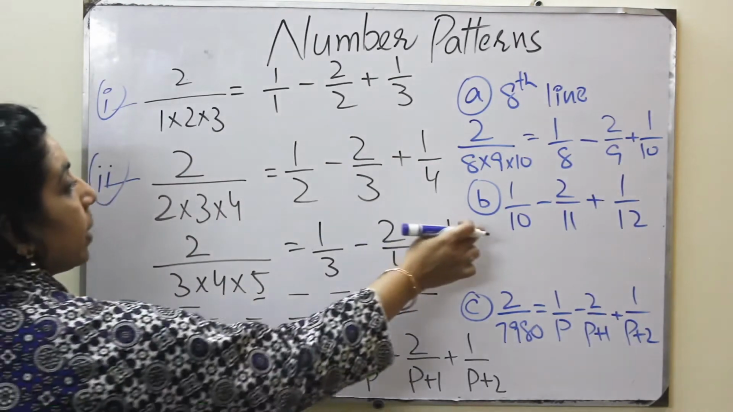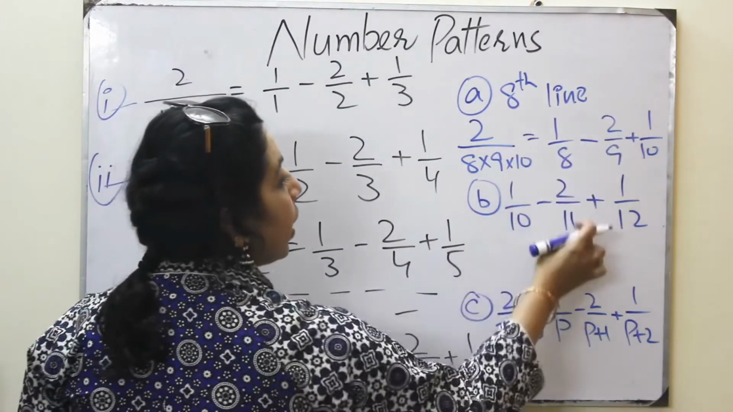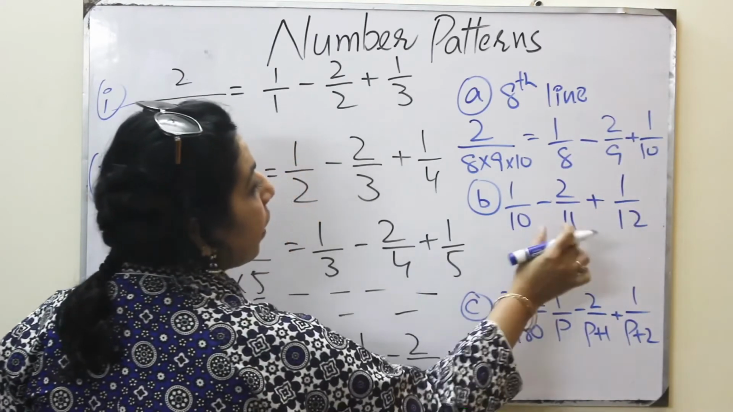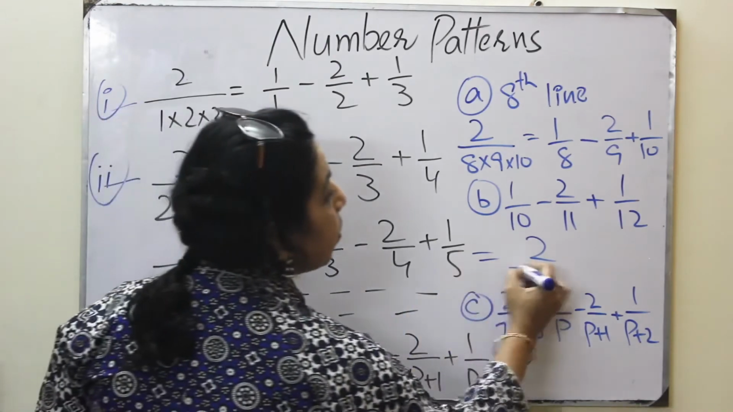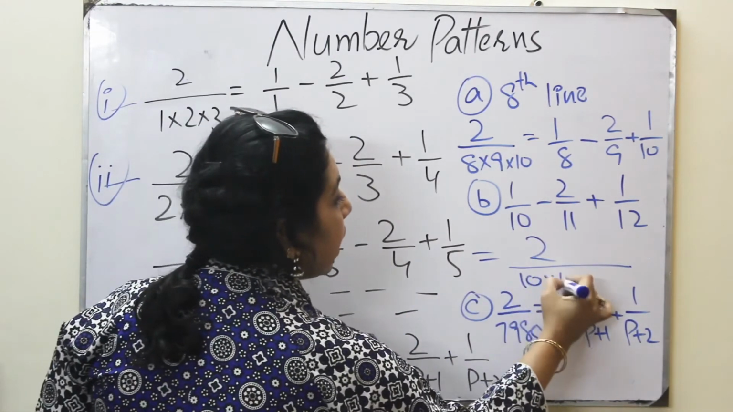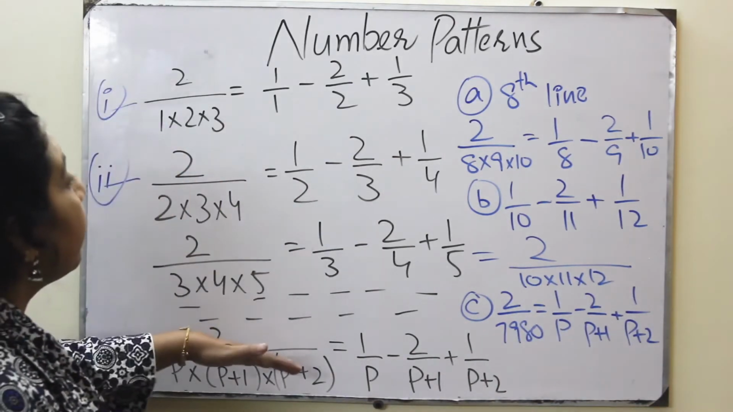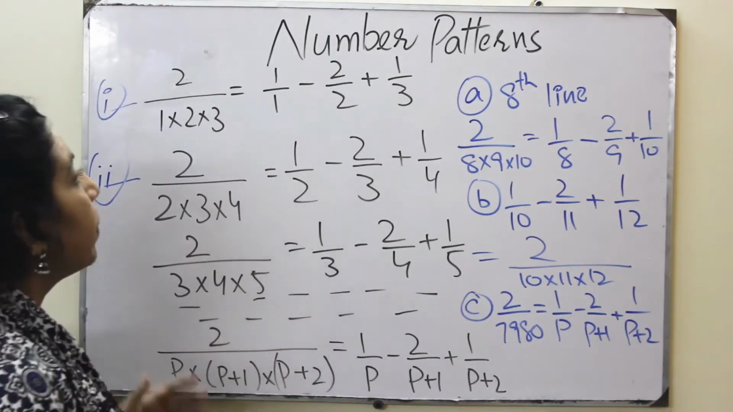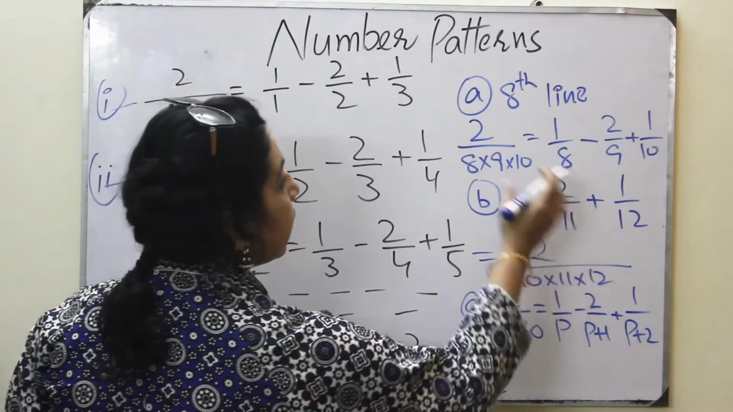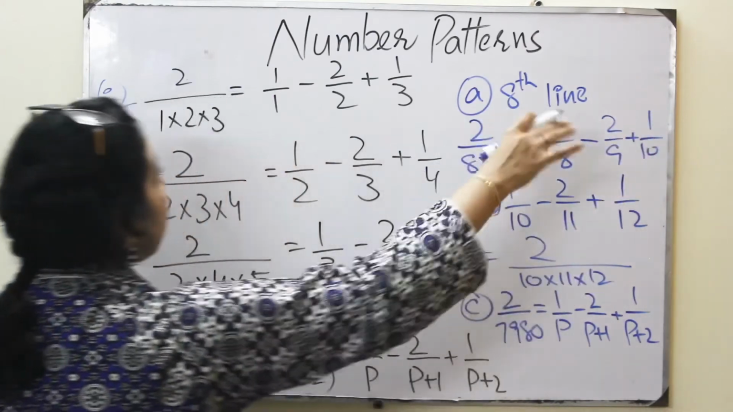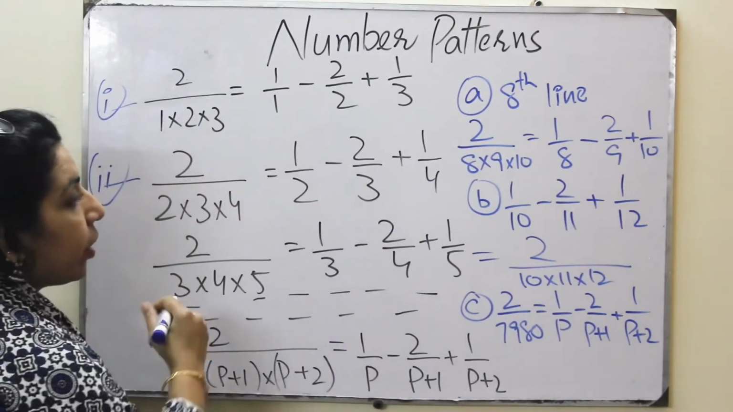Now we come to this B part, in which we have to find the value of 1 over 10 minus 2 over 11 plus 1 over 12. So definitely it is equals to, we have to find the left side, it will be 2 over 10 cross 11 cross 12. You can notice that the question looks so difficult, but when we study the pattern carefully, we can easily find the answers. So in this part we had to find the whole line, and in this B part we had to find the right side, left side of the pattern.